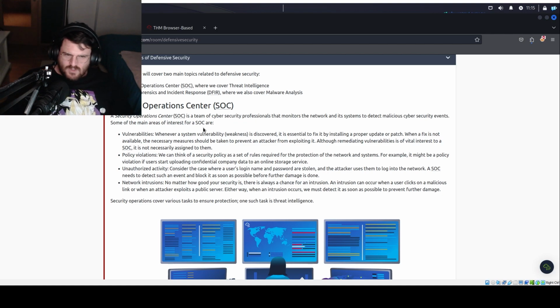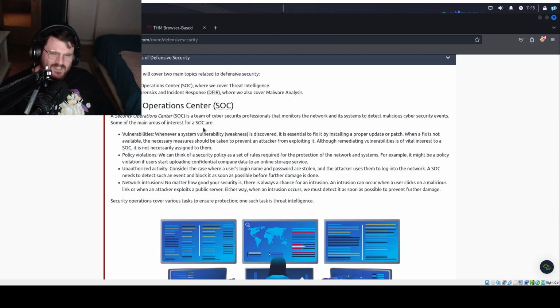vulnerabilities. Whenever a system vulnerability, in other words, a weakness, is discovered, it is essential to fix it by installing a proper update or patch. When a fix is not available, the necessary measures should be taken to prevent an attacker from exploiting it. Although remediating vulnerabilities is of vital interest to security operations centers, it is not necessarily assigned to them.